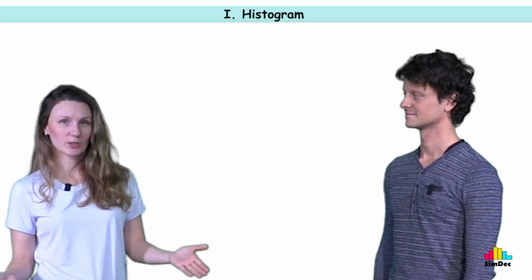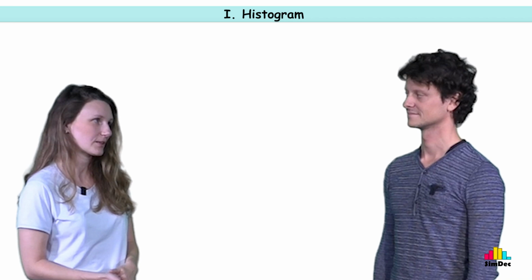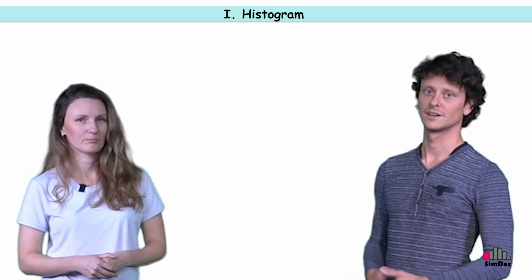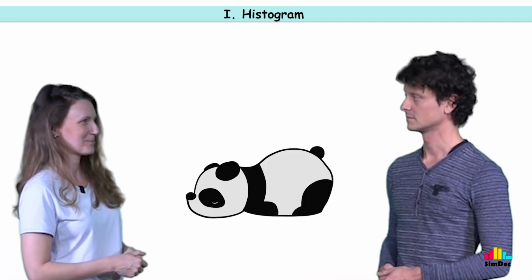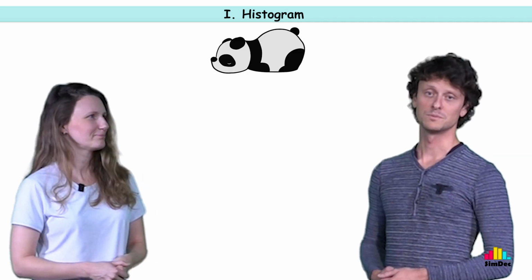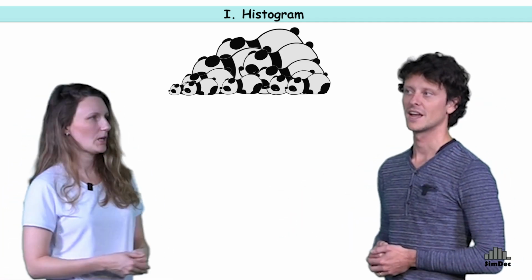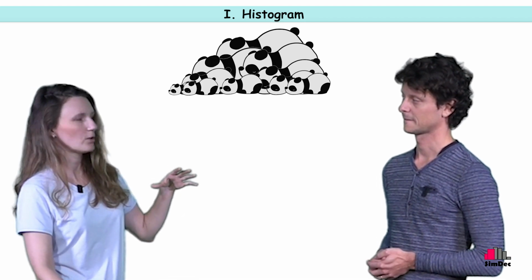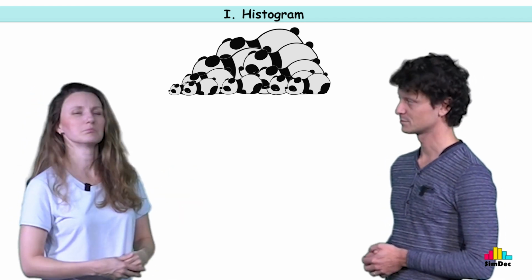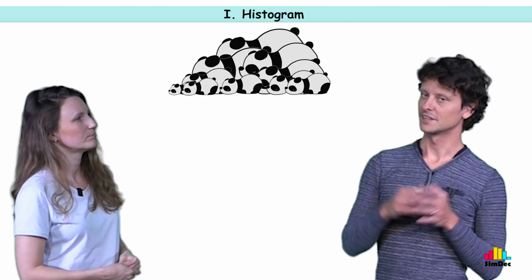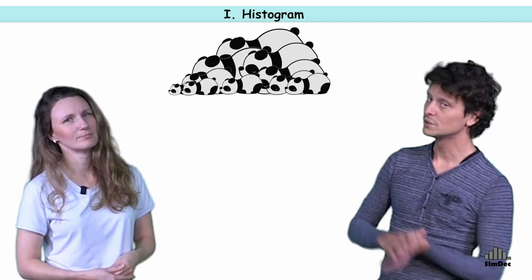SimDec, or simulation decomposition, is based on a histogram. Let's take, for example, pandas. And we want to measure the speed of pandas. So we take 10 individuals and we record the speed of these 10 individuals. Then we have an output array of 10 different numbers. Yes, precisely. And taking this data, we want to put that in a graph.